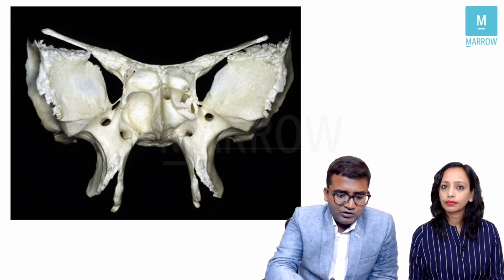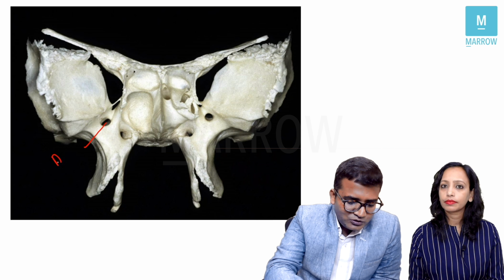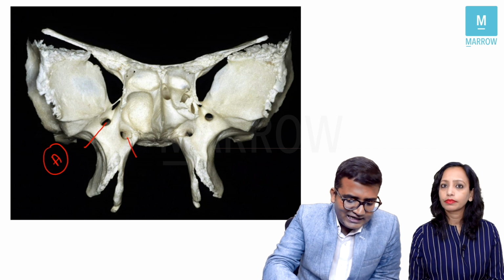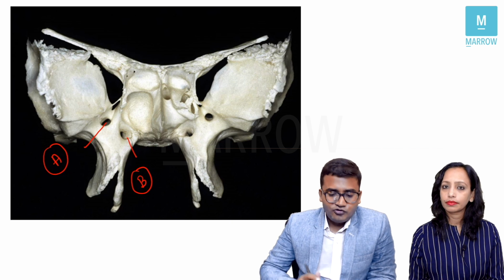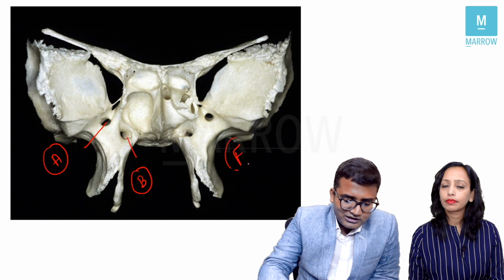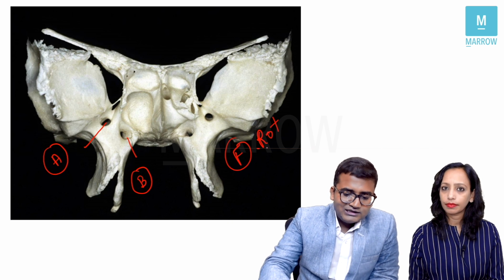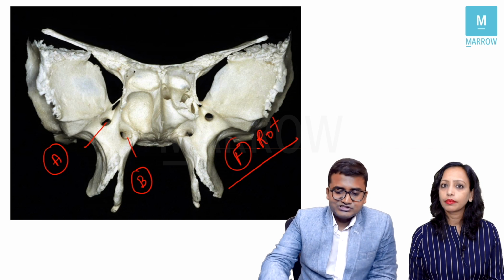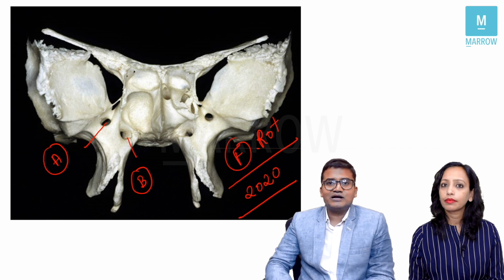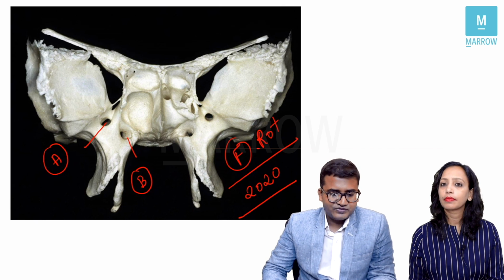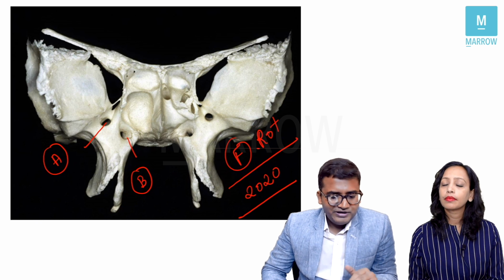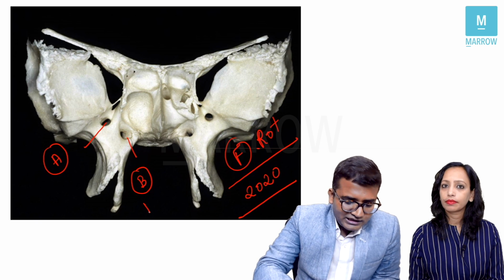Is that clear? In the posterior wall, we are seeing two foramens here. This is A and this is B. Now, what is A? A is foramen rotundum. Yes, very good. That is a round foramen. And that is a question they gave in the last INICET exam, November 2020. Identify the marked foramen. Very easy question. Now, B, that is the pterygoid canal.